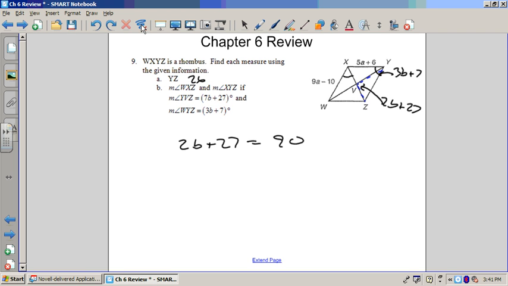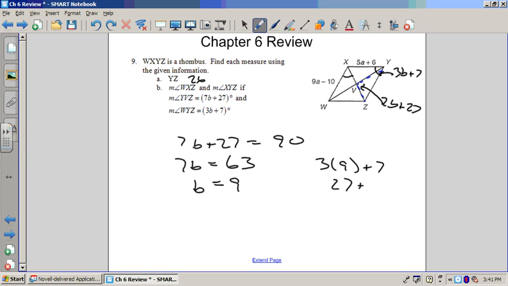7b plus 27 is equal to 90. 7b must be equal to 63. B must be equal to 9. Okay. If b is equal to 9, 3 times 9 plus 7 is 27 plus 7, which is 34. The measure of angle WYZ is 34. And so therefore, the measure of this big angle must be 34 times 2, which is 68.